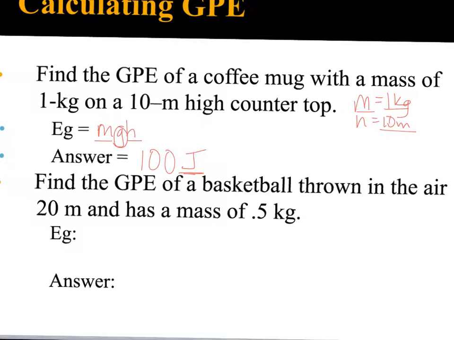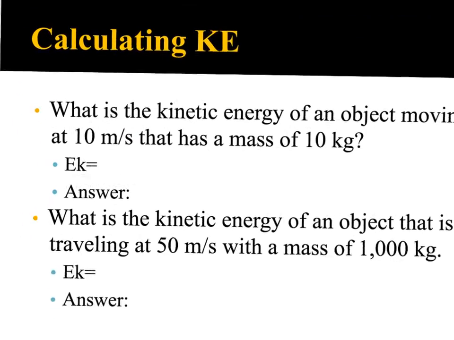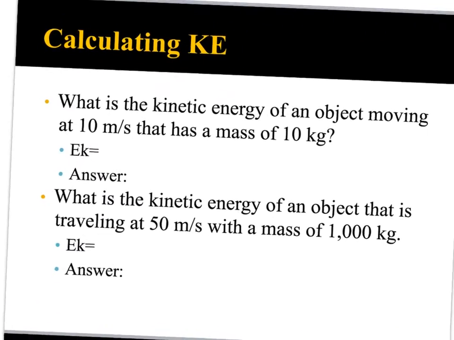So if you know the mass and you know the height, you always know the g. The g is always 10. Once again, it's not written there. I won't write it there. You'll have to know that the acceleration due to gravity is always 10 meters per second squared. Kinetic energy. So here we go.